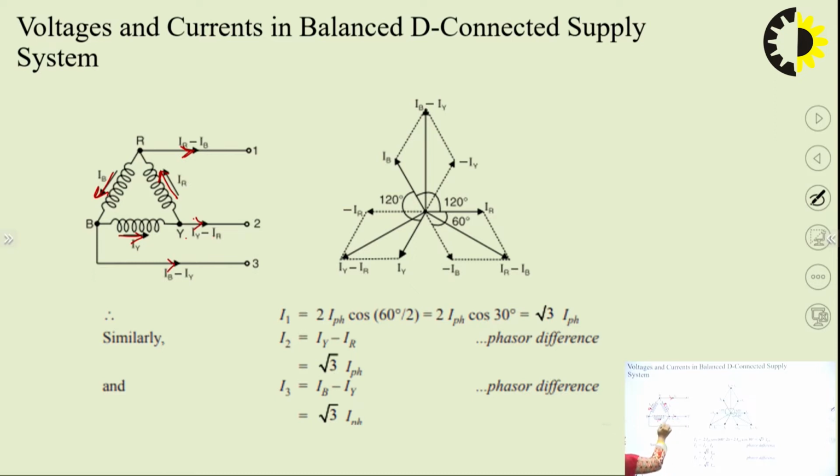If you just apply your KCL at these points, obviously in this case the line currents and the phase currents are not equal. They have a certain relationship, right? Once again, I can plot the currents. How can I plot the currents?